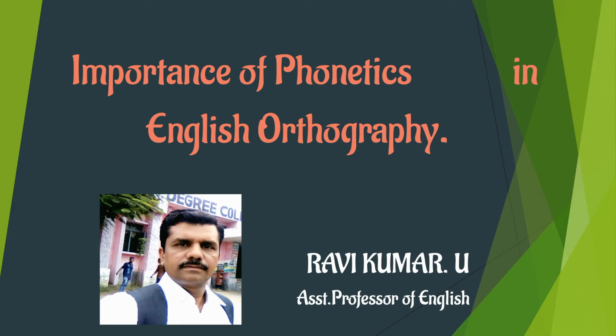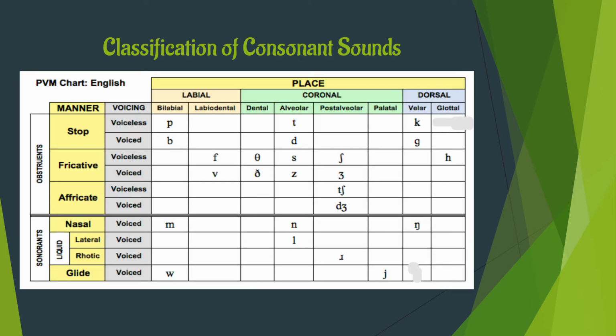Okay, in the previous video we had a discussion on the first six consonant sounds, which are called stops or plosives. They are two bilabial plosives, two alveolar plosives and two velar plosives. Okay, now today let's discuss the other category of the consonant sounds, that is fricatives.